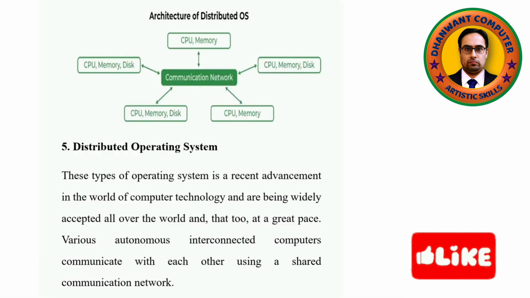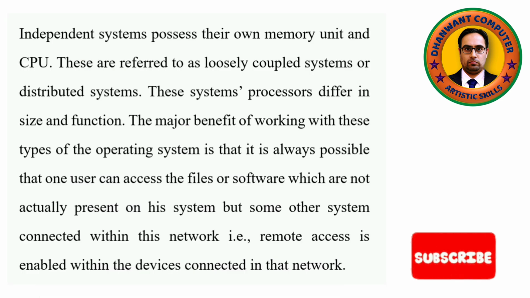5. Distributed operating system. These types of operating system are a recent advancement in the world of computer technology and are being widely accepted all over the world and, that too, at a great pace. Various autonomous interconnected computers communicate with each other using a shared communication network. Independent systems possess their own memory unit and CPU. These are referred to as loosely coupled systems or distributed systems. These systems' processors differ in size and function.